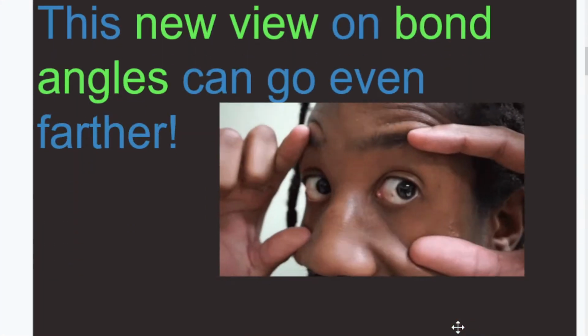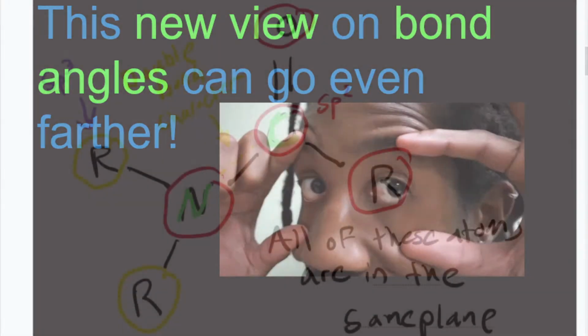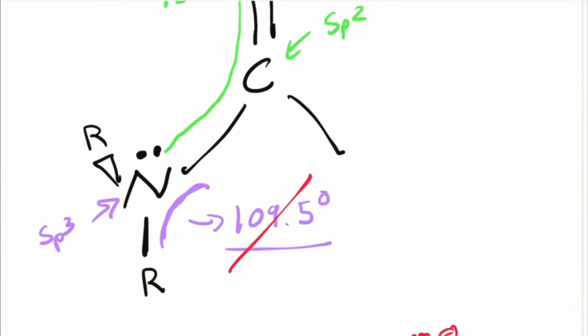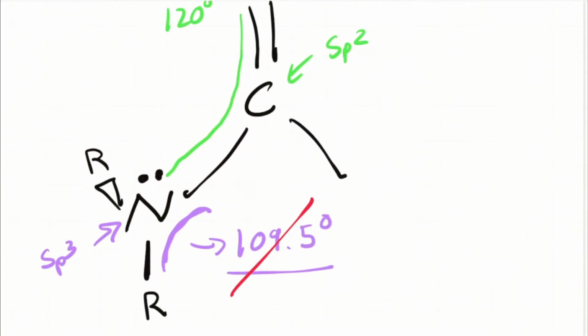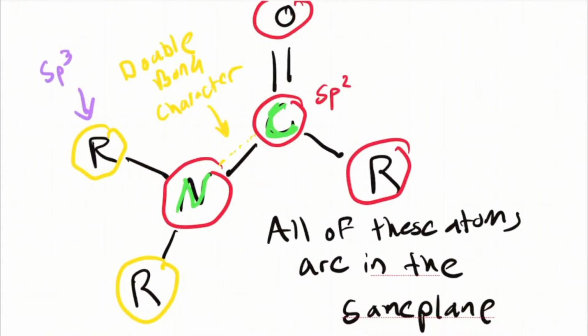And so we have this new view on these bond angles. It's not just that the bond is 109.5 for that nitrogen. Instead, we need to shift our perspective to see that it really is a more double bonded character. This has all of these atoms in the same plane because these electrons are very good at resonating with one another and creating more of a double bond.